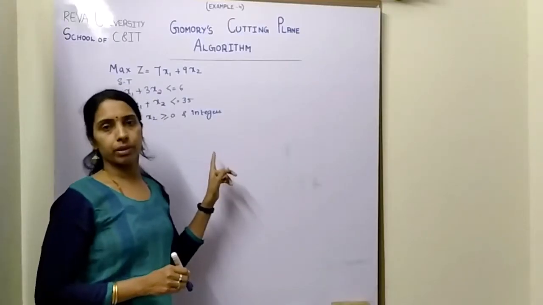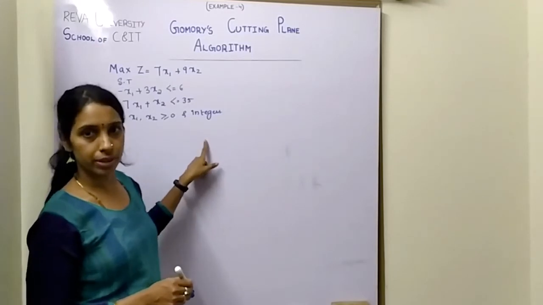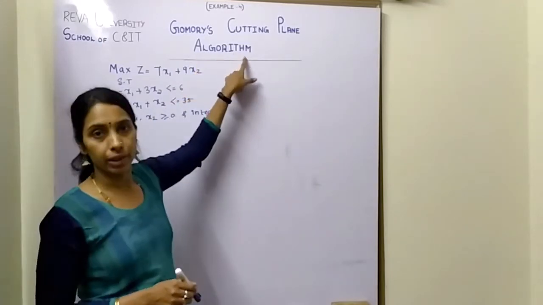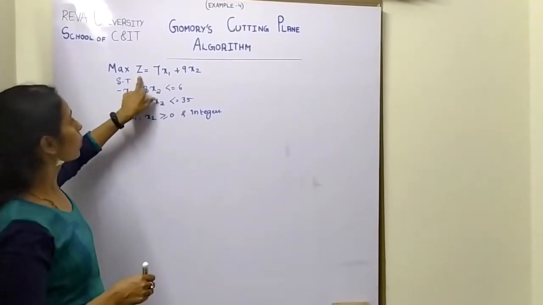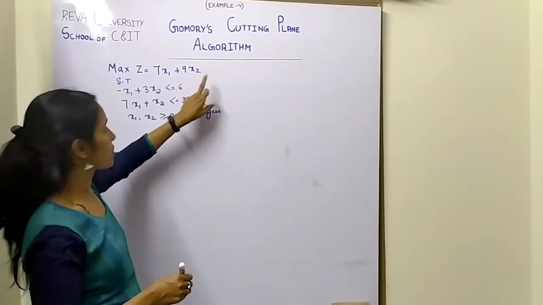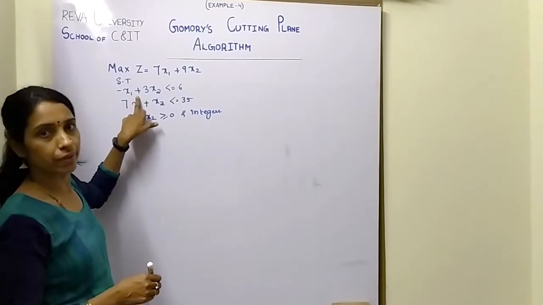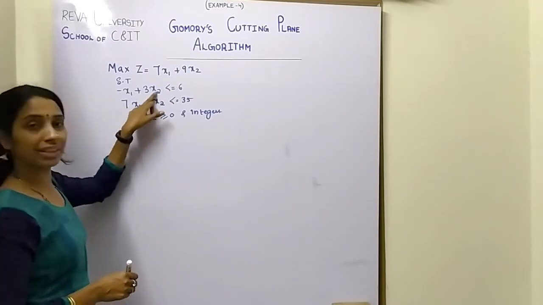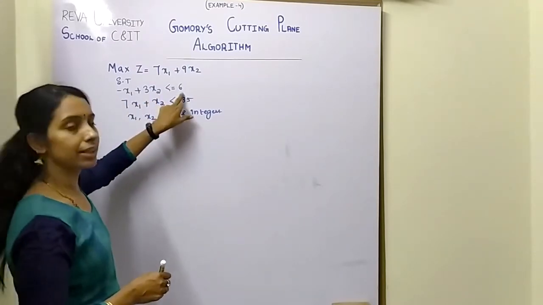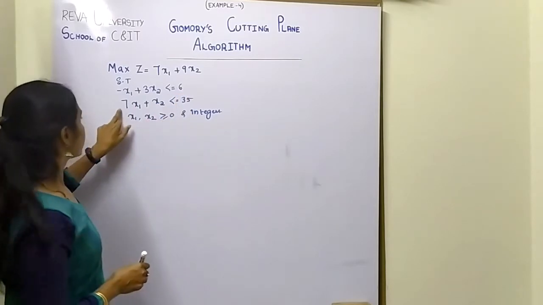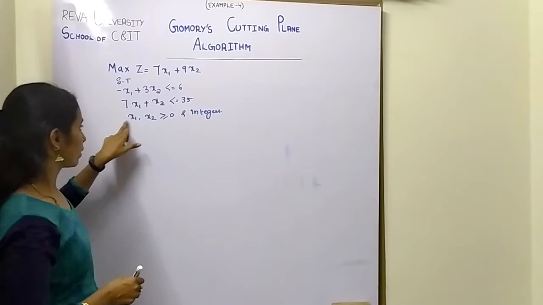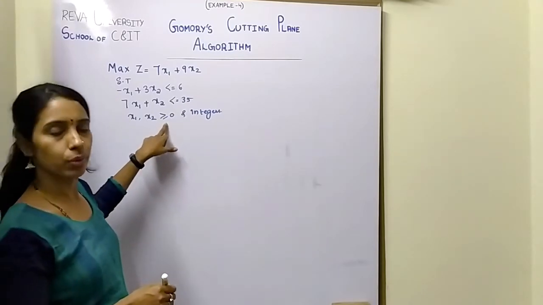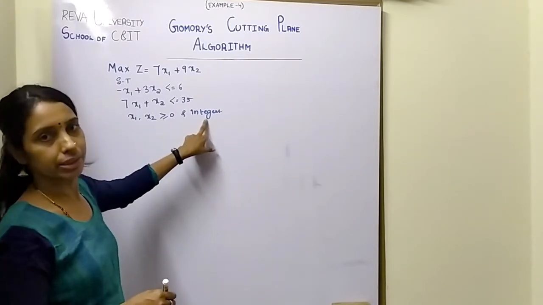Let us consider one more problem to solve using the Gomory's cutting plane algorithm. So this is the problem. Max z is equal to 7x1 plus 9x2 subject to the constraints minus x1 plus 3x2 is less than or equal to 6, 7x1 plus x2 is less than or equal to 35, x1 and x2 should be greater than or equal to 0 and are integers.